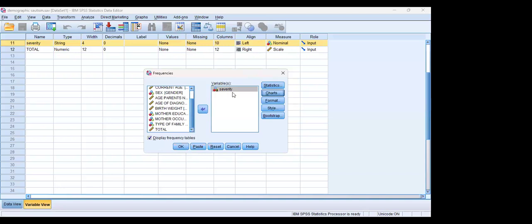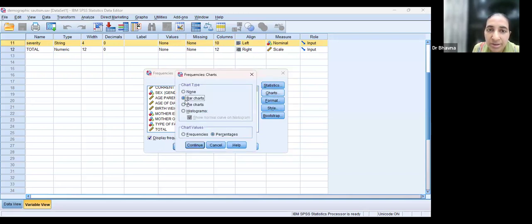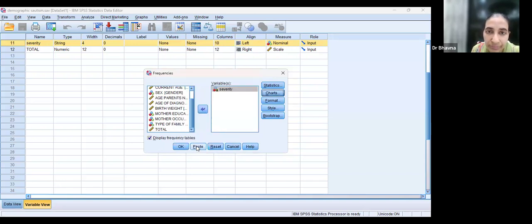Yes, ma'am. Okay, see, what did we do? From here, from this, we pushed severity here, okay? We go to charts. Severity is again, what kind of data? It is ordinal data. Ordinal data is a type of qualitative data. We can draw bar charts for it, okay? We can go on percentages and continue. Then, okay.